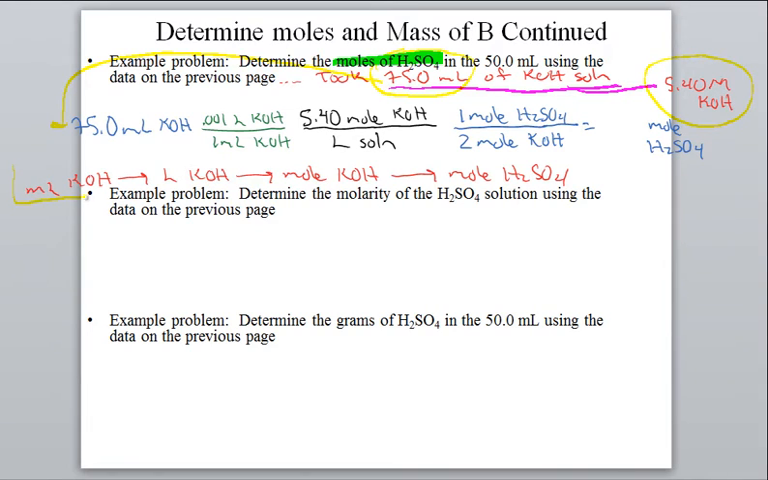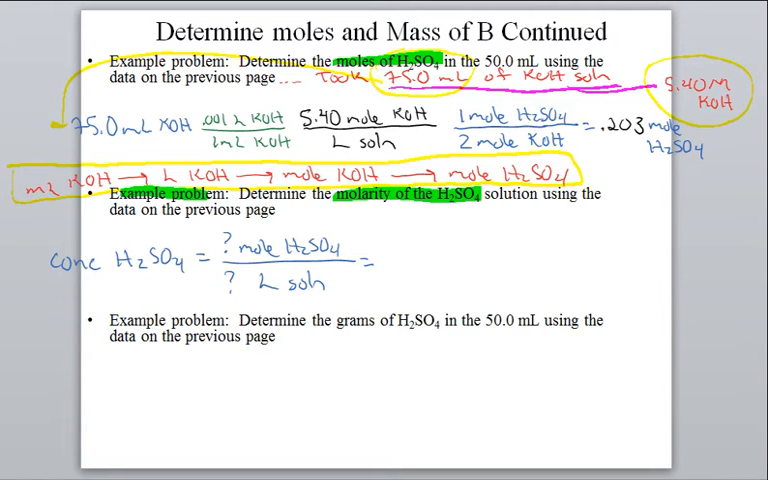So in our example problem, we went from milliliters of KOH, to liters of KOH, to moles of KOH using the concentration, to moles of sulfuric acid using the chemical reaction that's shown on the previous page. The answer we get, how many moles of sulfuric acid were in the 50 milliliters? 0.203. In the next problem, the problem wants to know what's the concentration, and in particular, what's the molarity of the sulfuric acid.